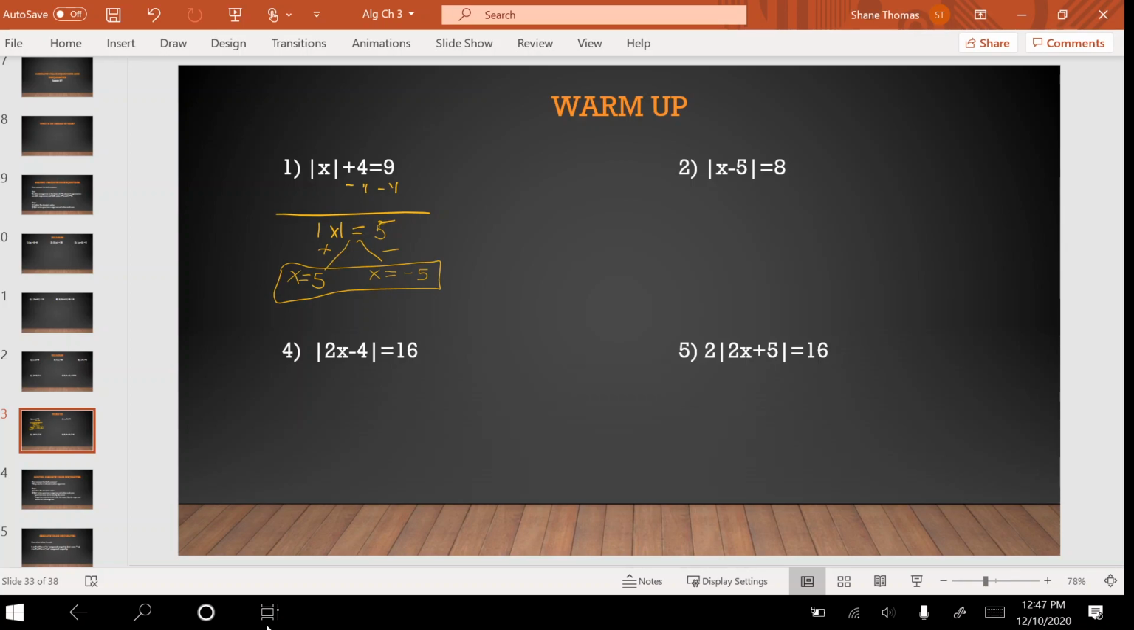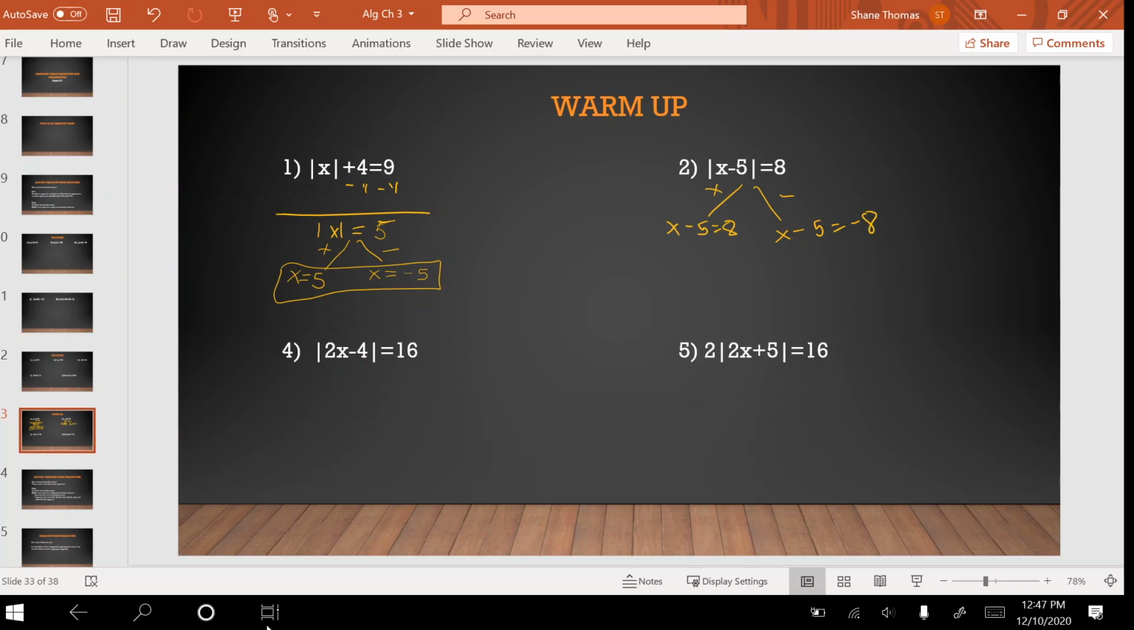Look good? All right. Got number 2 for me? Walk me through number 2. You can give me 2. Can I split it right now? Yep, I can split it right now because the absolute value is on the side by itself. So what's the positive case going to look like? X minus 5 equals 8. What's the minus side going to look like?